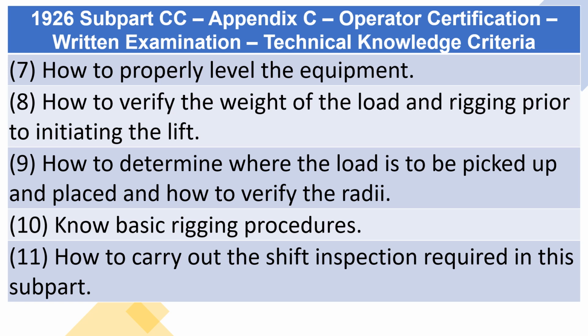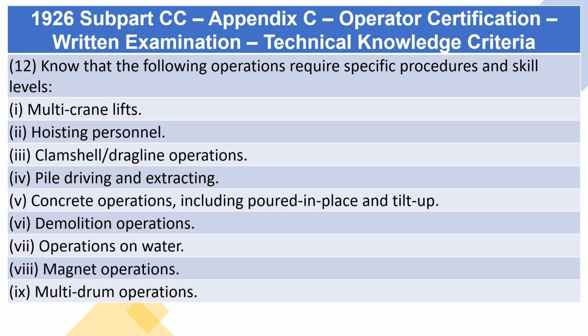Know basic rigging procedures. How to carry out the shift inspection required in this subpart. 12. Know that the following operations require specific procedures and skill levels. 1 through 9. Multi-crane lifts. Hoisting personnel. Clamshell/dragline operations. Pile driving and extracting. Concrete operations, including pour-in-place and tilt-up. Demolition operations. Operations on water. Magnet operations. Multi-drum operations.